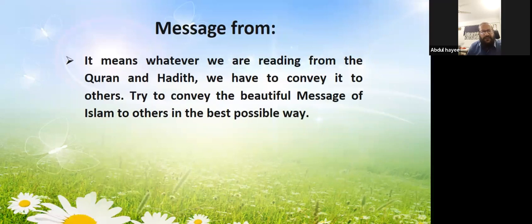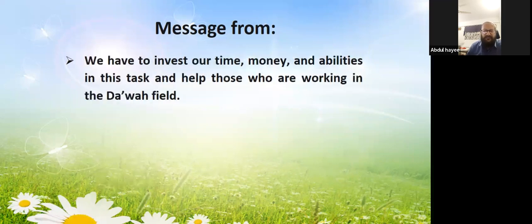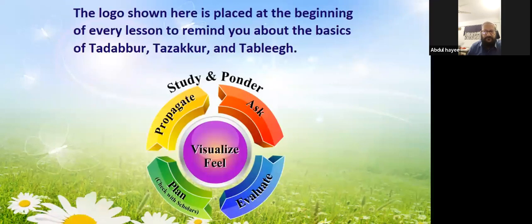So what is the message from this ayah? It means whatever we are reading from the Quran and Hadith, we have to try to convey the beautiful message of Islam to others in the best possible way. We have to invest our time, money, and abilities in this task and help those who are working in the Dawah field to propagate the message.